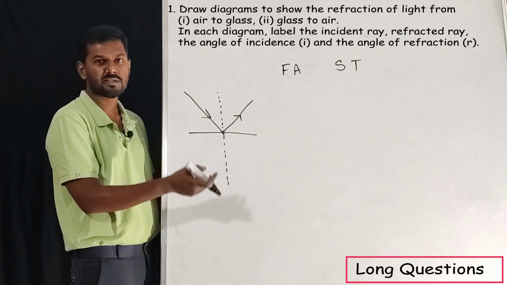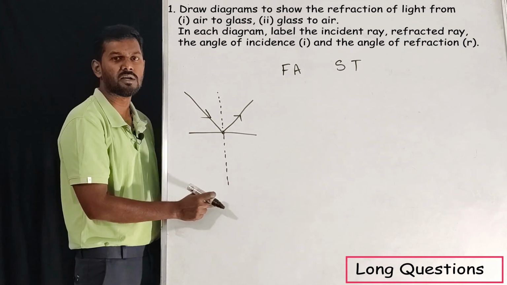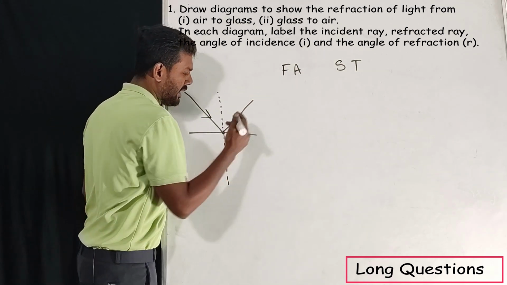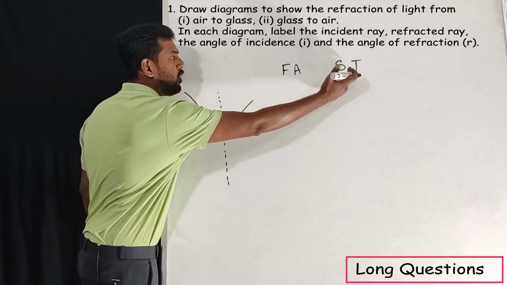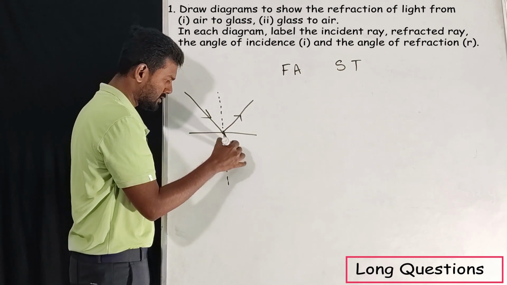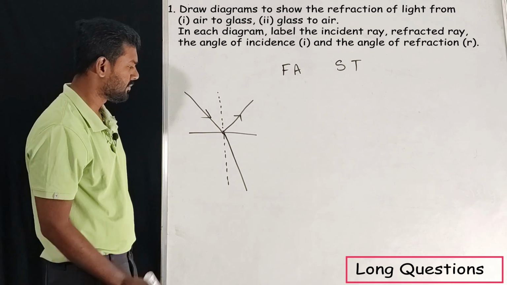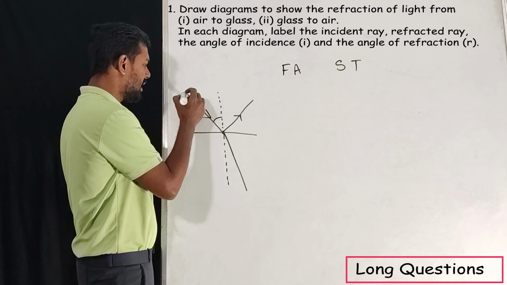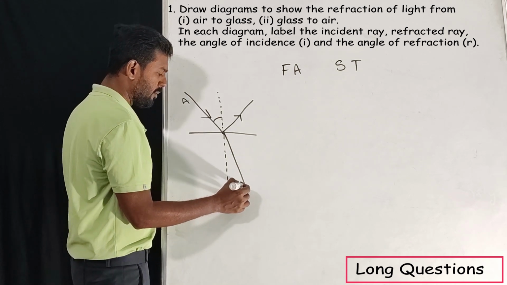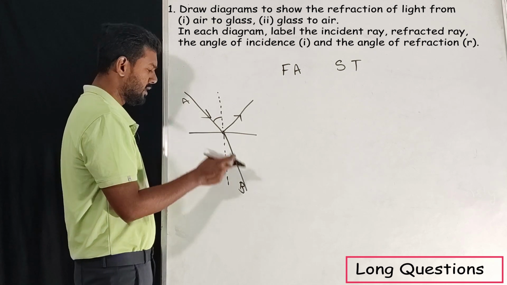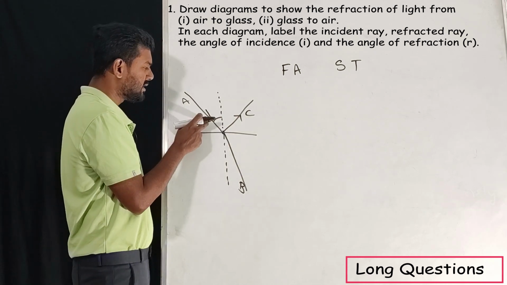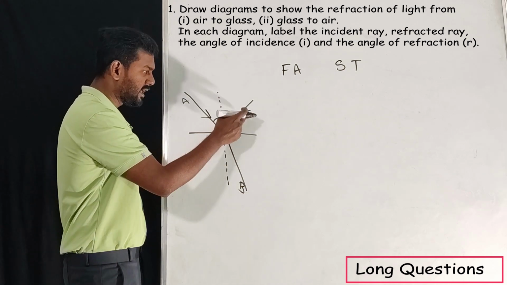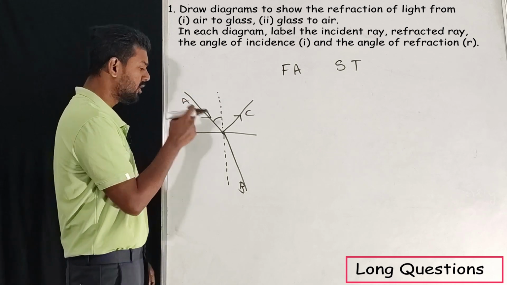Now from air to glass, rarer to denser, the speed reduces, the speed becomes slower. If it is slower, whatever line you are going to draw should be towards the normal, like this. So see, this is the angle between the incident ray. Assume this as A, this as B and this as C. A is the incident ray, B the refracted ray, C the partially reflected ray. All these things you are going to write.